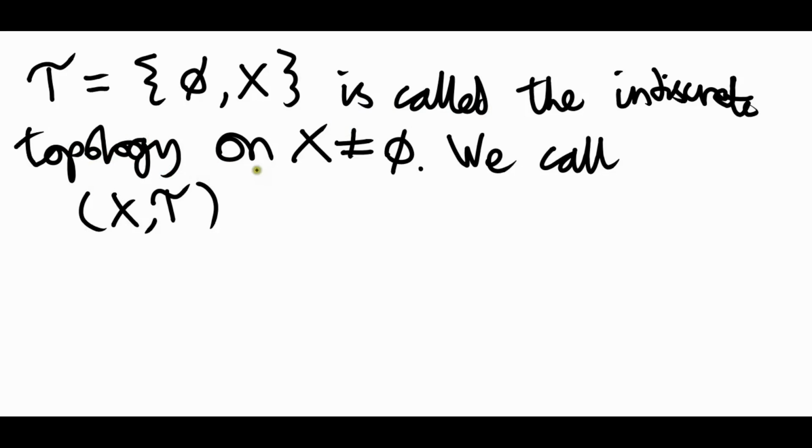And so we call (X, tau) the indiscrete space in this case.